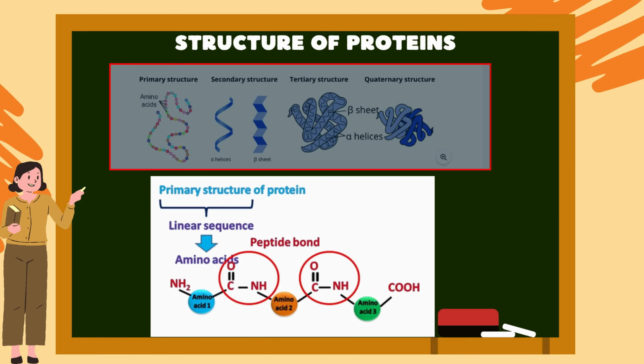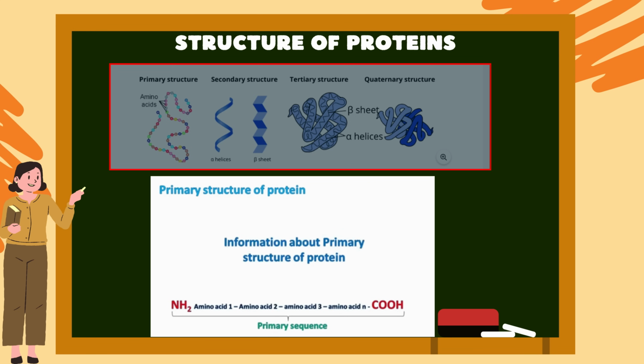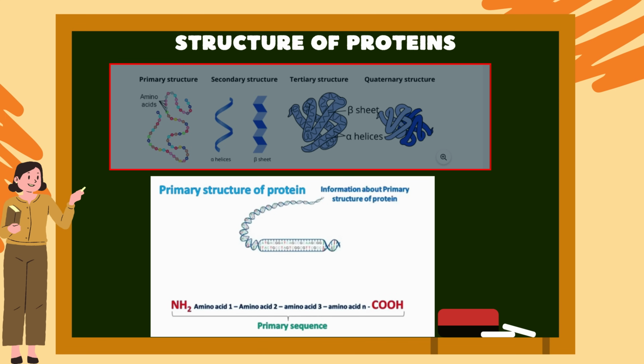The primary structure of protein is always written from the N-terminal of the first amino acid to the C-terminal of the last amino acid. Information about the primary structure of protein can be obtained by sequencing the gene that encodes that protein. This information can also be obtained by sequencing the protein itself.